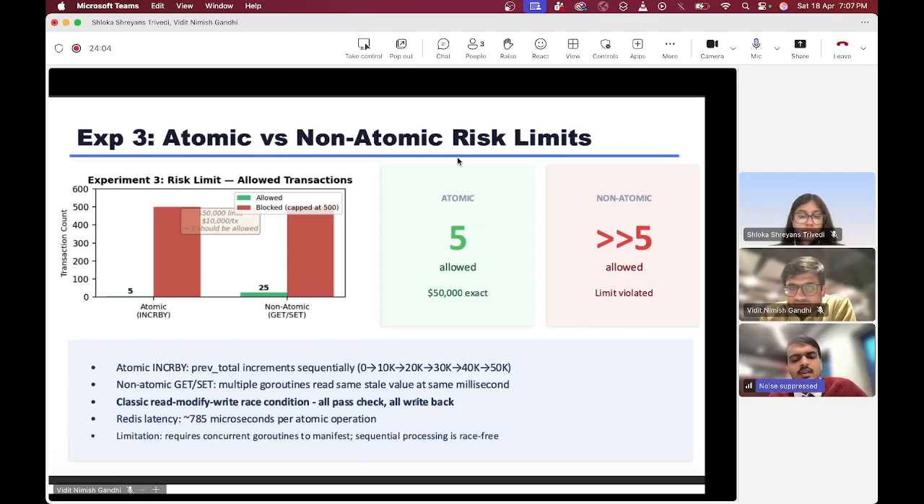Multiple goroutines read 0, all computed that 10,000 is under the limit, all allowed the transaction through, and all wrote 10,000. The $50,000 limit was violated. This is the classic read-modify-write race condition. The takeaway is that atomic operations are not optional for shared state in a distributed system. Redis latency was around 780 microseconds, and the atomic overhead is negligible compared to the correctness it guarantees.